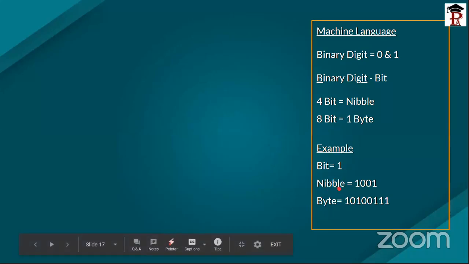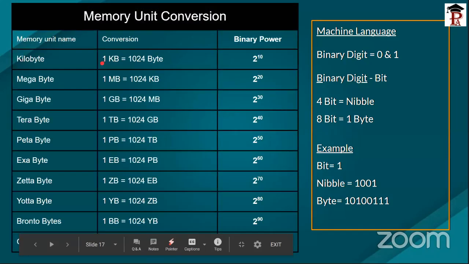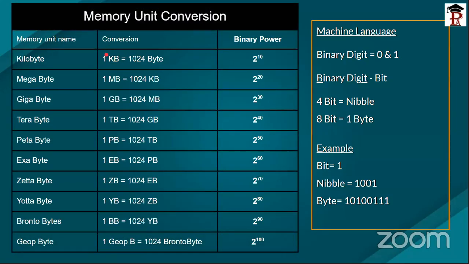Then 4 bits equal a nibble, and 8 bits equal 1 byte. From this 1 byte, we have the kilobyte. 1024 bytes equal 1 kilobyte. 1024 kilobytes equal 1 megabyte. 1024 megabytes equal 1 gigabyte. 1024 gigabytes equal 1 terabyte. 1024 terabytes equal 1 petabyte. We know what a terabyte is, because we are using a 1 TB hard disk and a 1 TB external hard disk.